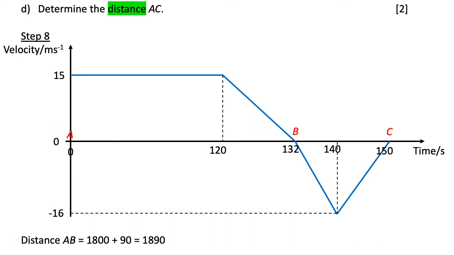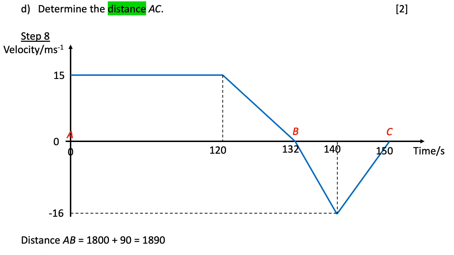I'm sure some of you would have noticed that I needn't have done that in 2 separate chunks, actually. I could have just worked out the area of a trapezium. That's absolutely fine if you're confident with that, entirely up to you. But I get, for the distance from A to B, so that's distance AB, 1,890 meters. I now have to work out separately the distance from B to C.